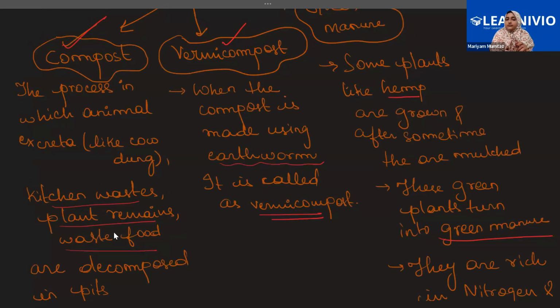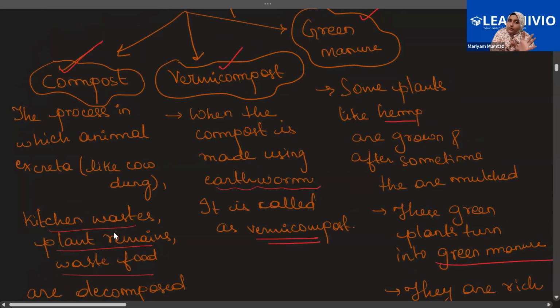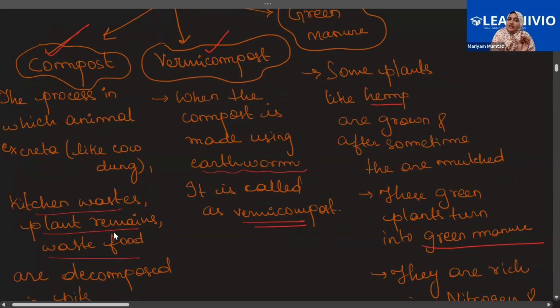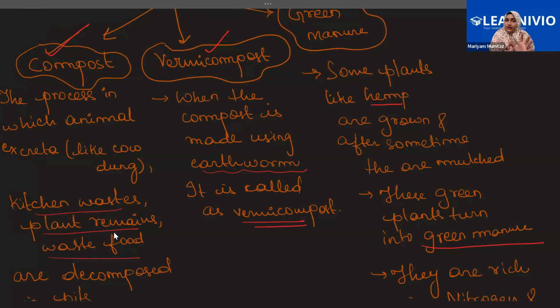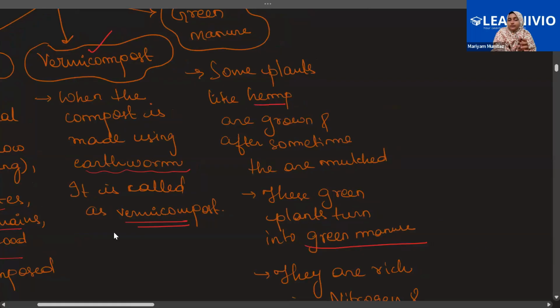At the end, what is formed is a rich organic manure. That is compost. Then, if this composting process is done with the help of organisms called earthworms, we call it vermicompost. Vermi refers to the worm that is being used. Then comes green manure.